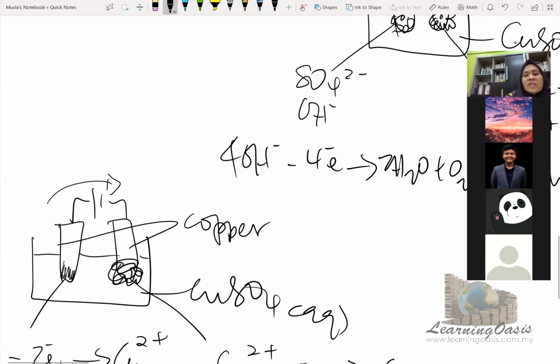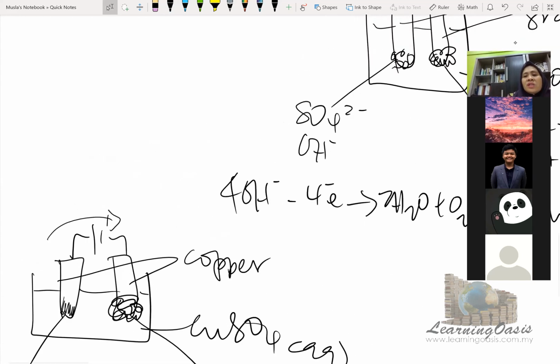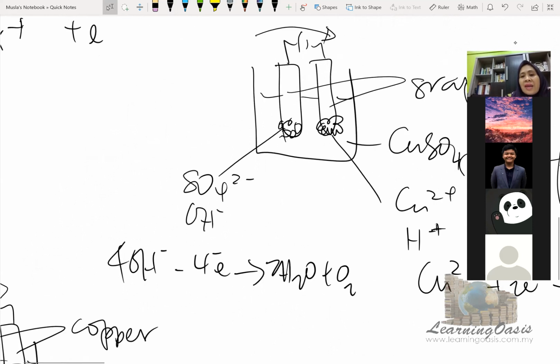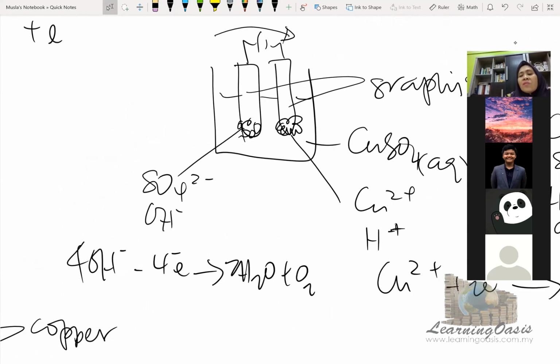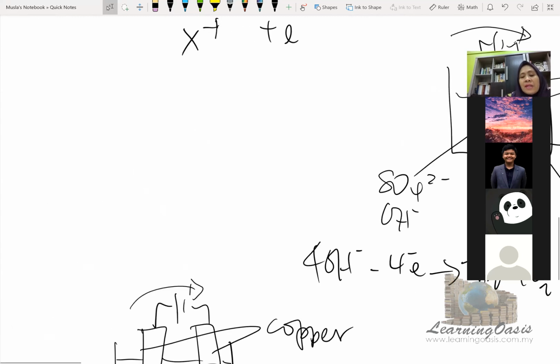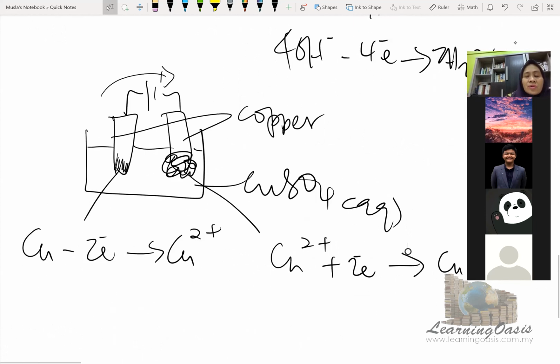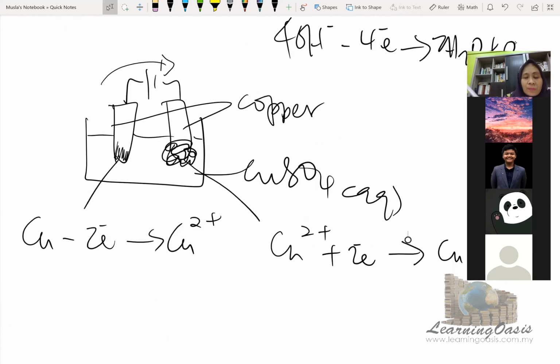If you use graphite, what's your observation? You have colorless gas at the anode, and then you have brown deposit of copper at the cathode, and the electrolyte turns from blue to colorless. But if you use copper electrodes with copper(II) sulfate, your cathode will be brown deposit of copper. What about the color of the solution? It remains the same.